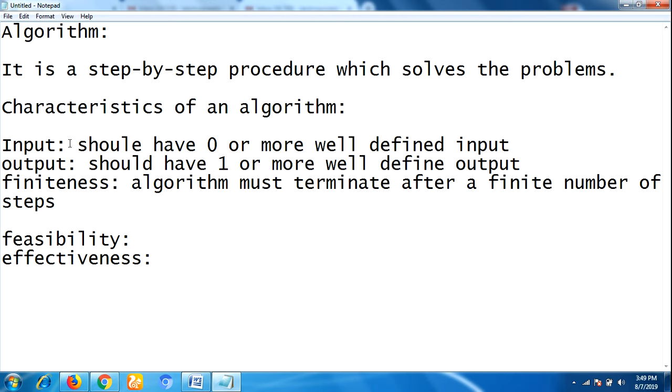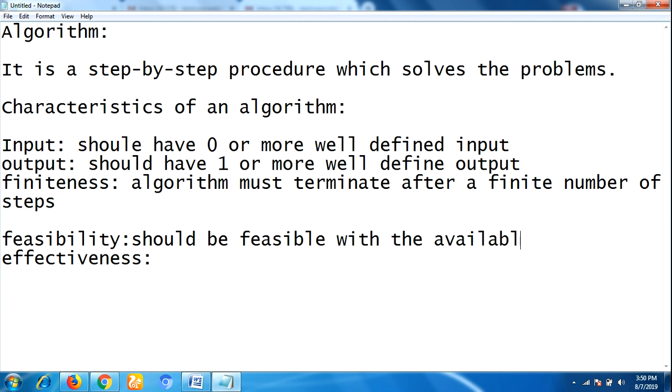Next, what is feasibility? Feasibility means it should be feasible with the available resources. Whatever resources are available, we should be able to work with those available resources.